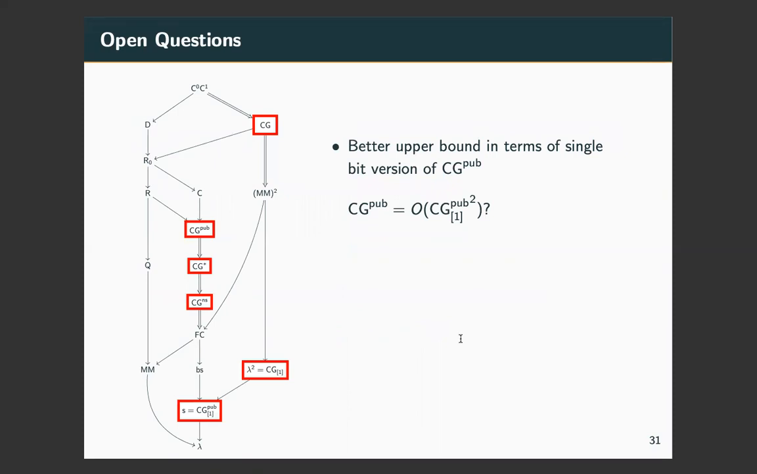Some of the important open questions are the following. Can we come up with a better upper bound for CGPub in terms of the single bit version of CGPub? In particular, is CGPub at most square of CGPub 1? A positive answer to this would resolve the quadratic sensitivity block sensitivity conjecture. We could also ask if we can come up with a better upper bound on the zero error randomized query complexity R0 of F in terms of the square of CGPub.